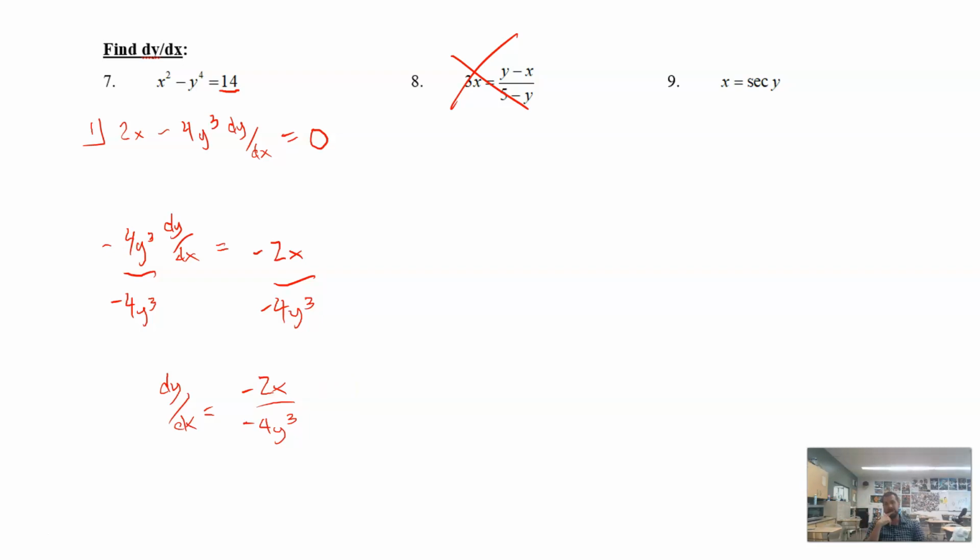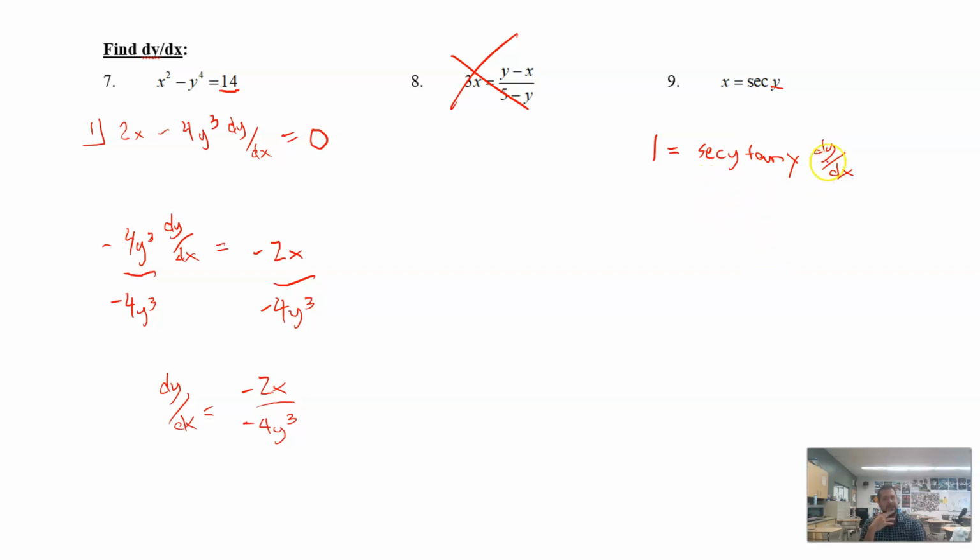Now I wanted to look at number 9 just real quick here, because when I take the derivative of that, I take the derivative of every term in implicit differentiation, so I get 1 equals the derivative of any trig function, the y stays inside. So the derivative of secant is secant y tangent y. And then afterwards, we write dy dx.